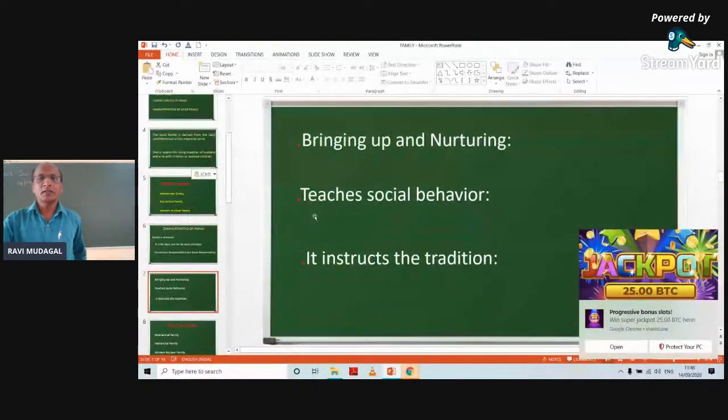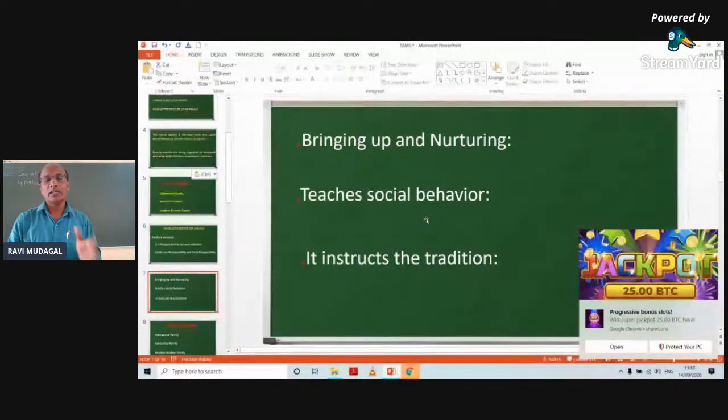And the next characteristic of family is bringing up and nurturing. One more characteristic is bringing up children and nurturing them. So the family does such work within its limits. And one more characteristic of family is that it teaches social behavior.